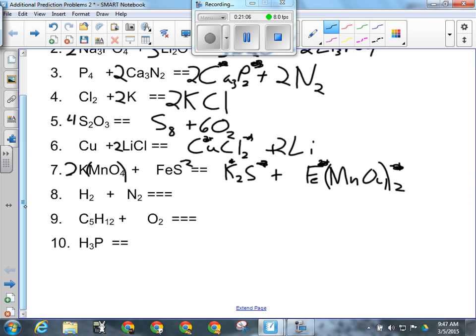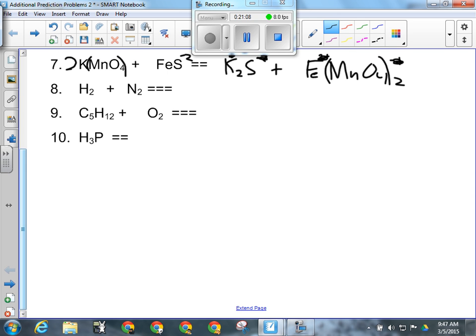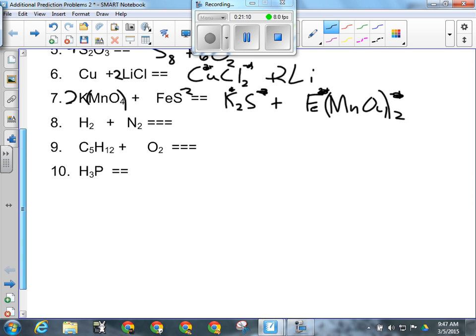For number 8, we've got hydrogen gas reacting with nitrogen gas, 2 elements reacting with each other. Which one should I list first, do you suppose? Hydrogen, yeah. I would assume that since it's reacting with nitrogen, which is always a nonmetal, hydrogen's probably going to act as a metal here.